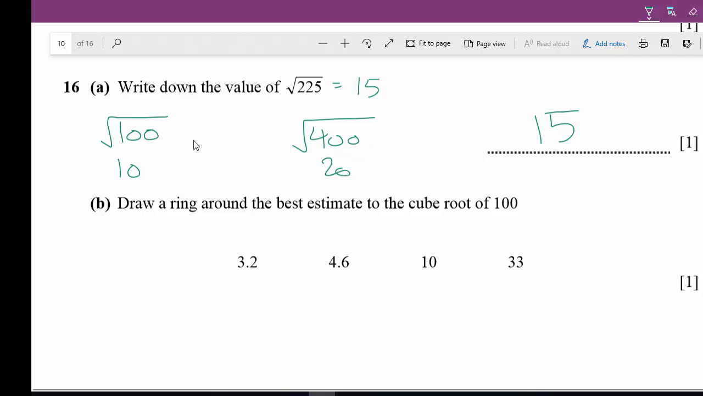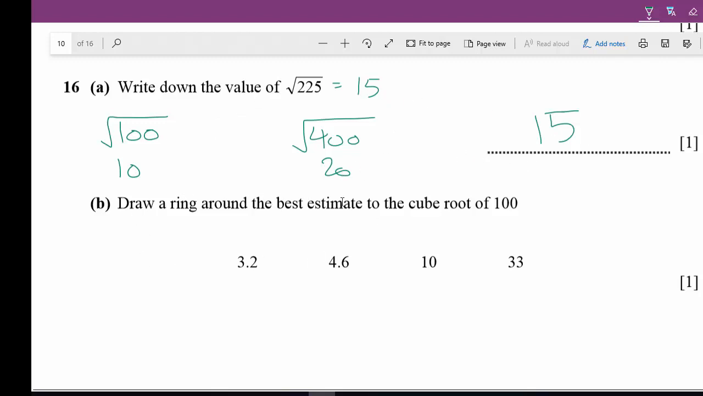Then you can start by multiplying 11 times 11, which is 121, 12 times 12, 144, 13 times 13, 169. So 14 times 14, 196. 15, multiply 15 by 15, you will get 225. That gives you the answer.